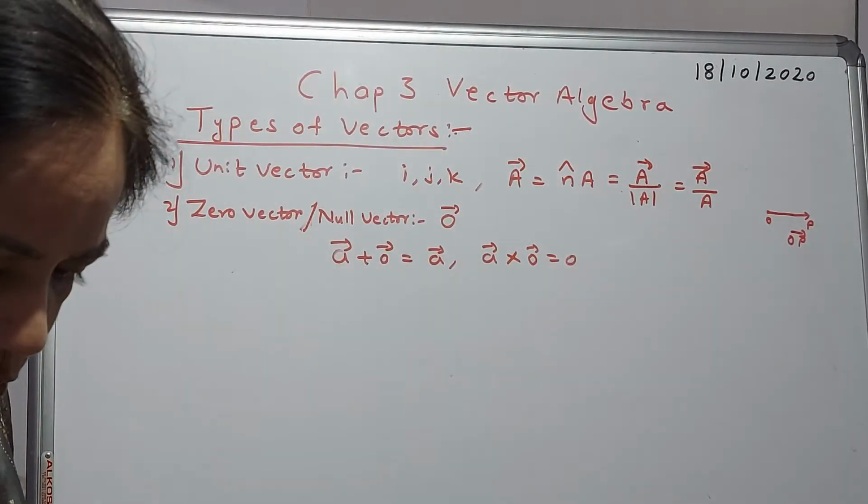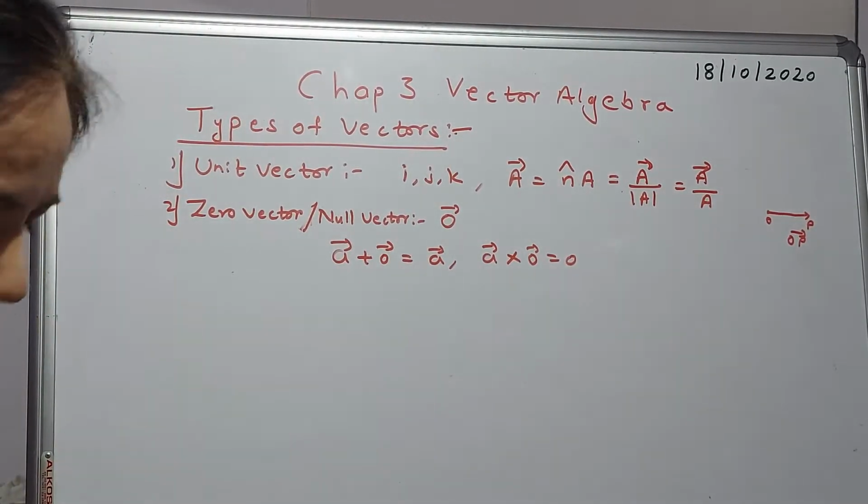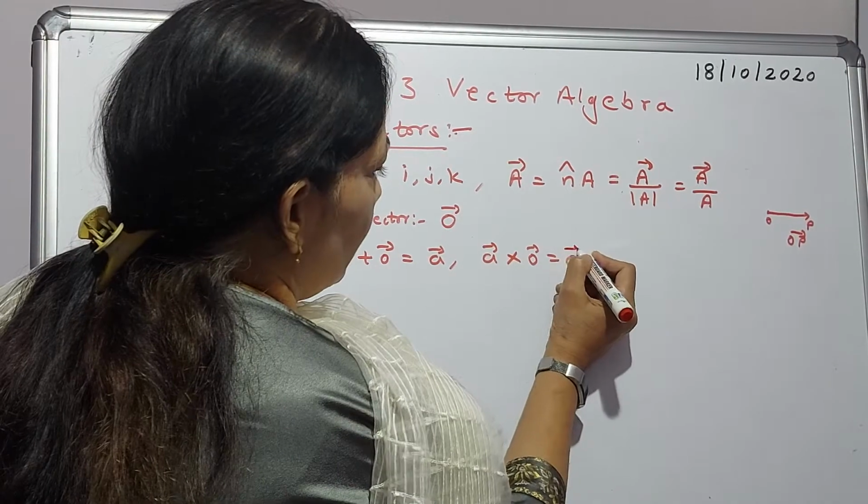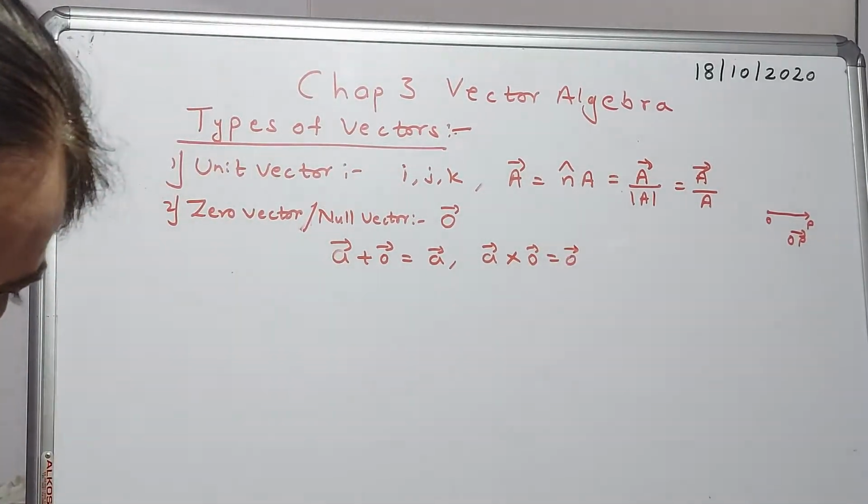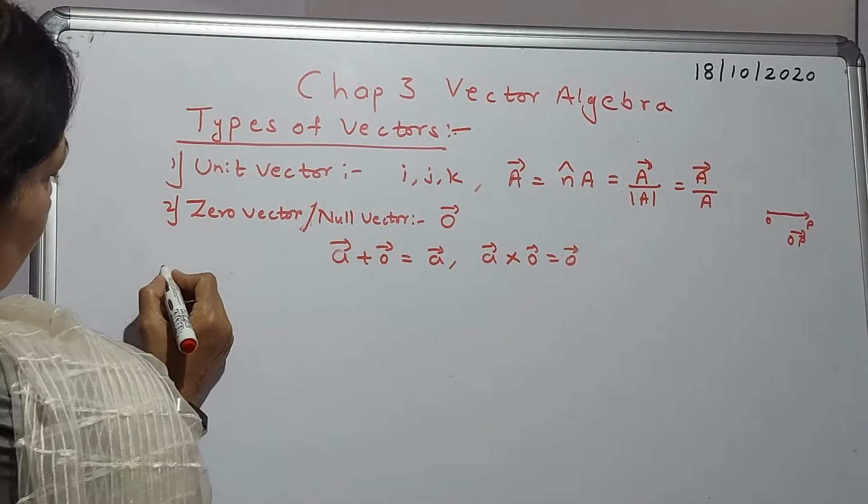Next comes what is called, I should say, 0, correct? Next is equal vectors.